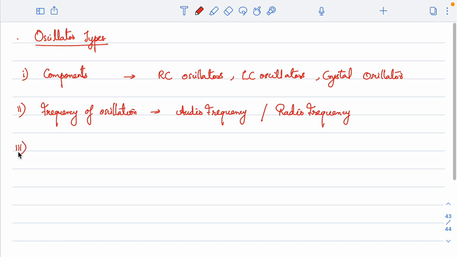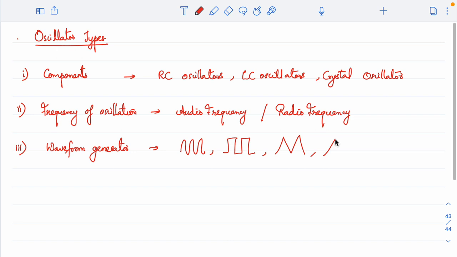Another category is depending on the waveform, that is, what type of waveform is generated. It could be a sine wave oscillator, a square wave oscillator, a triangular wave oscillator, or a sawtooth oscillator. Different types of waveforms are required in different circuits, right?